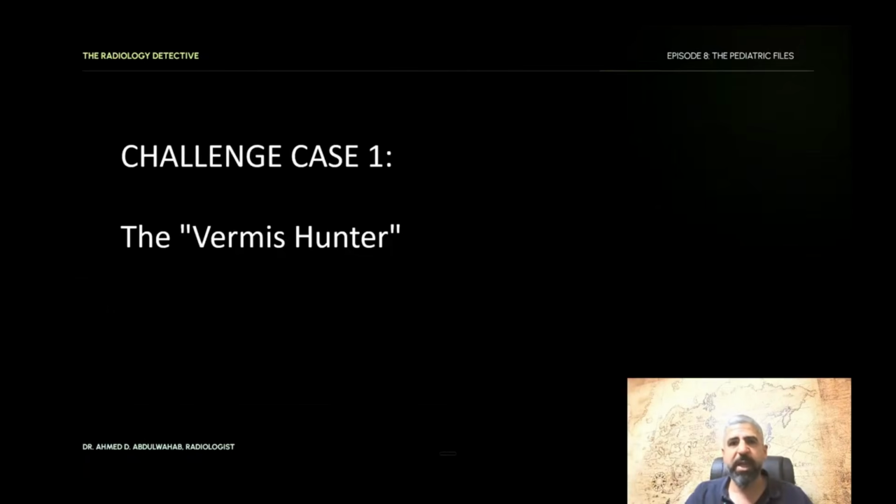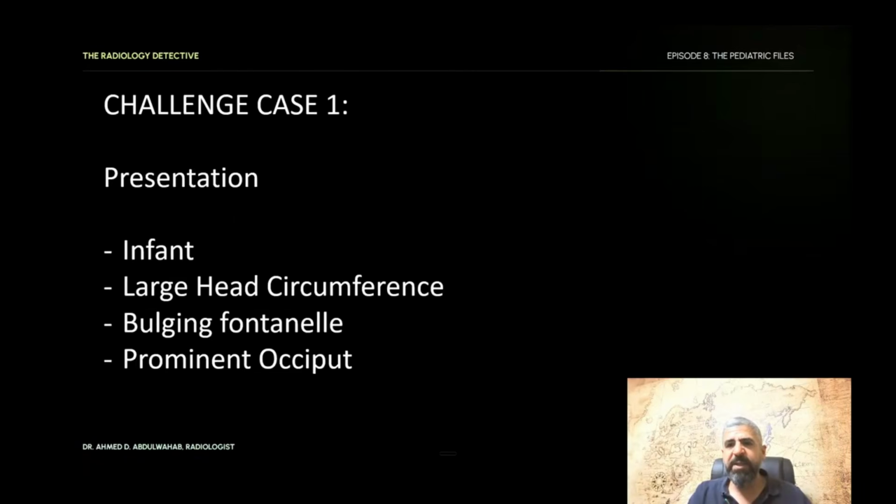Let's go to challenge case number 1. It's called the vermis hunter. The presentation is an infant whose head is growing way too fast. The fontanelle is bulging. The back of the head looks prominent. This isn't just simple hydrocephalus. Something is structurally wrong. Let's look at the midline.